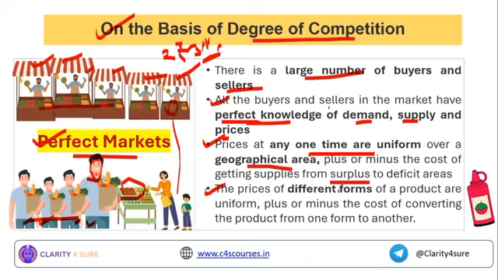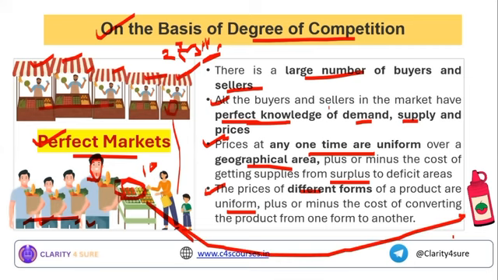Next is, prices of the different forms of the product are uniform. For example, if the tomato price was 10 rupees per kg and you process it and change its form into ketchup, and the cost of processing was 100 rupees, then this bottle should be 110 rupees, that is 10 rupees of tomato plus the processing cost of 100 rupees. That is what this statement is saying: prices of different forms of products are uniform. You can add or subtract the cost of converting the product from one form to another.